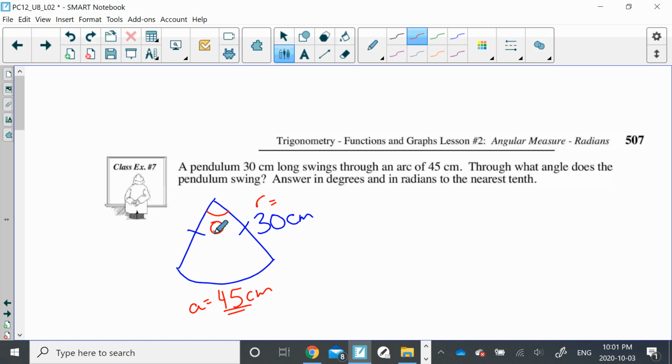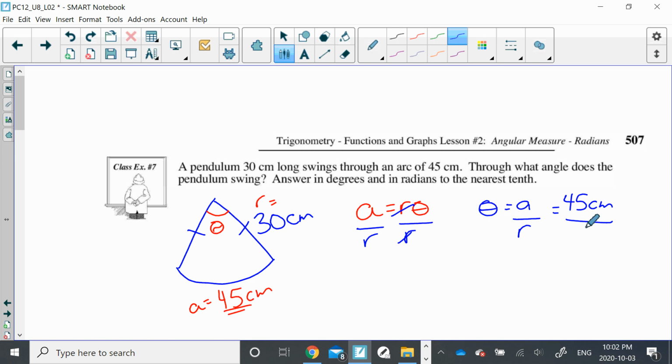They want this angle right here. So if we memorize arrow, A is equal to R theta, they want the angle. So I'm going to manipulate this formula in order to get the angle isolated. The angle is equal to the arc length divided by the radius. According to the picture that I drew, the arc length is 45 centimeters divided by the radius, which is 30 centimeters. A centimeter and a centimeter would cancel.